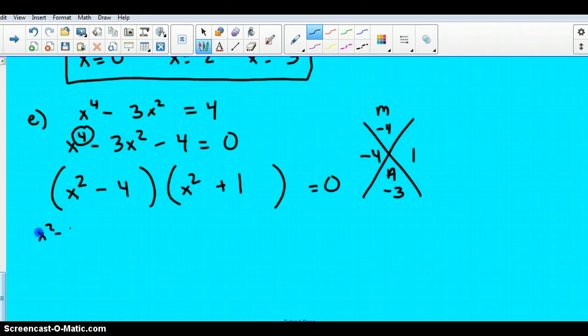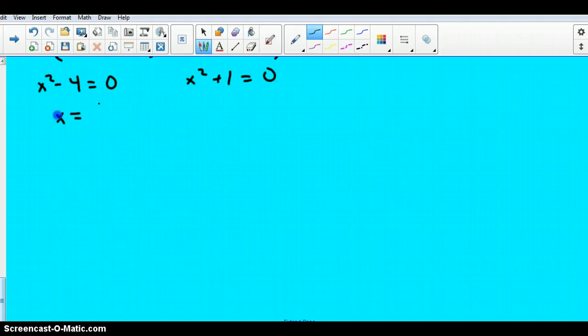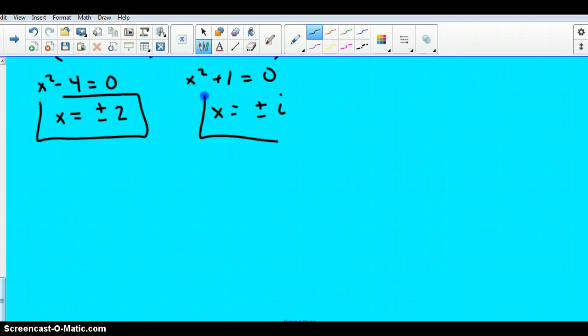x squared minus 4 equals 0. x squared plus 1 equals 0. And you should be able to get your 4 solutions. x equals plus or minus 2, and x equals plus or minus i is what you get. So positive 2, negative 2, positive i, negative i.